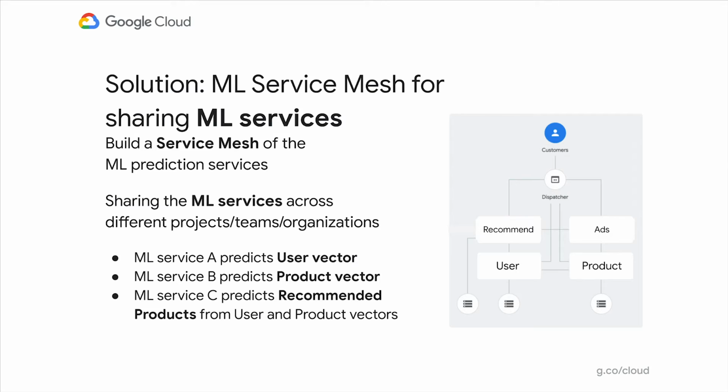For example, in the case of recommendation systems, rather than building a monolith of the recommendation system, you can split those services into three microservices. The microservice, ML service A, can predict a user vector from the user activities. Service B can predict a product vector from product description. Then you could have another service C that can take those user vector and product vector to provide a recommendation result, so that you can easily reuse those internal assets, like user vectors and product vectors, for other purposes.